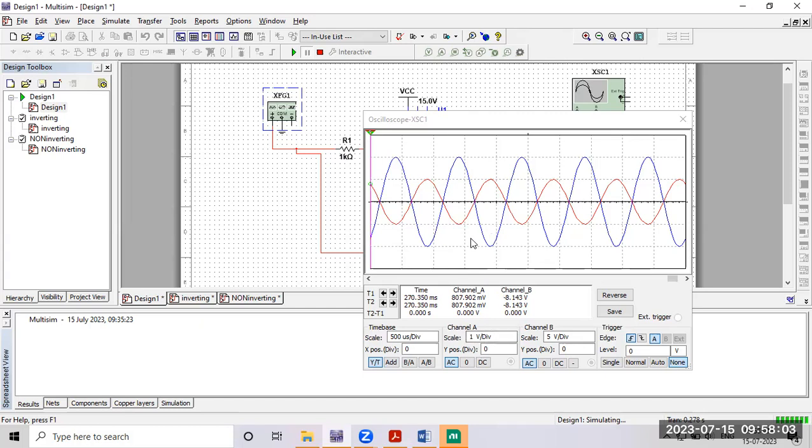What is the output? Blue color waveform. 1 box, 2 box, 3 box, 4 boxes. It covers 4 boxes. 4 into 5, 20. That is nothing but, now, input we gave 2 volts peak to peak. The output is 20 volts peak to peak. This is how we should calculate manually. Otherwise, there is an automatic option with the help of these scalars.